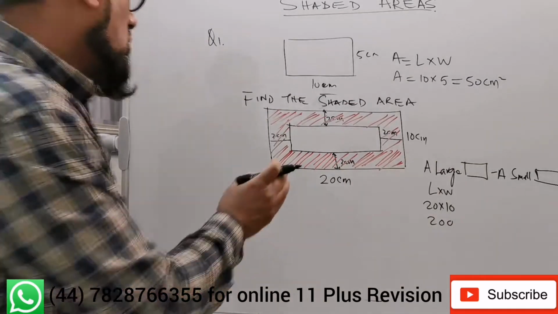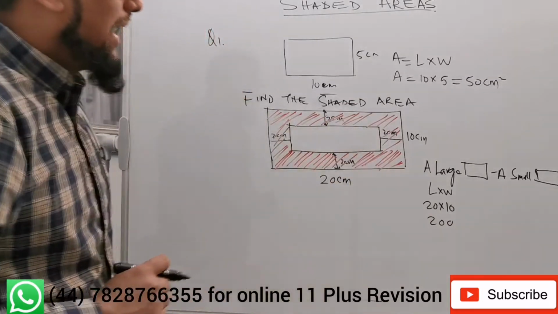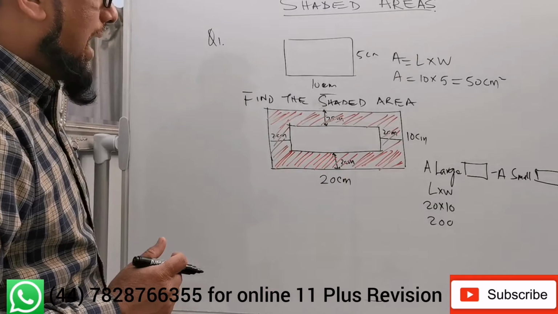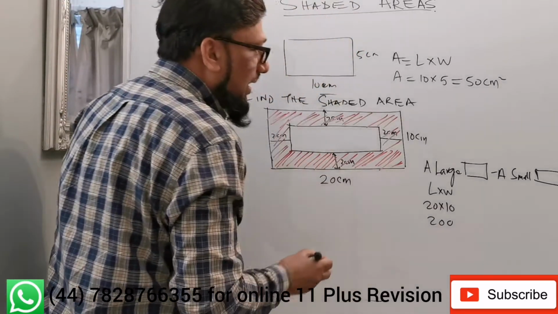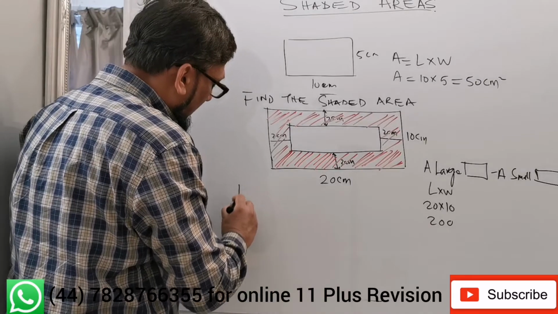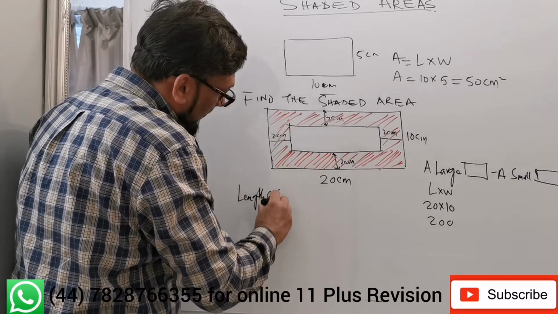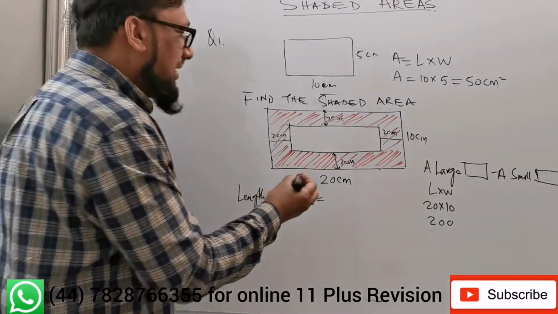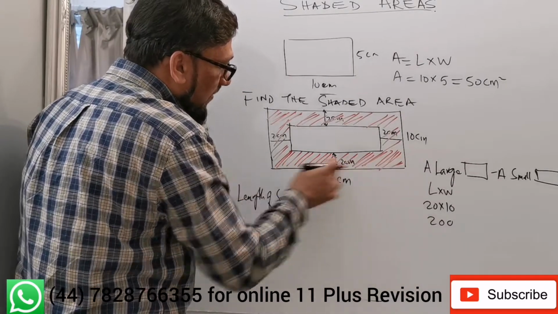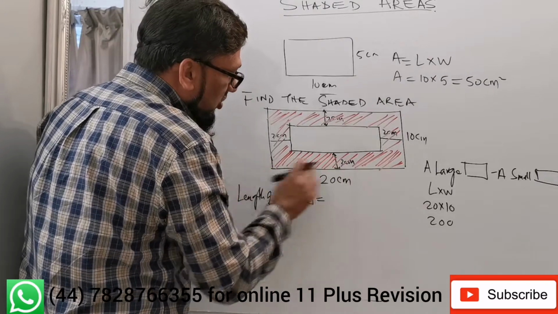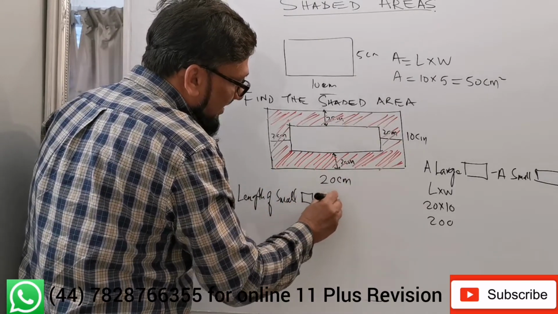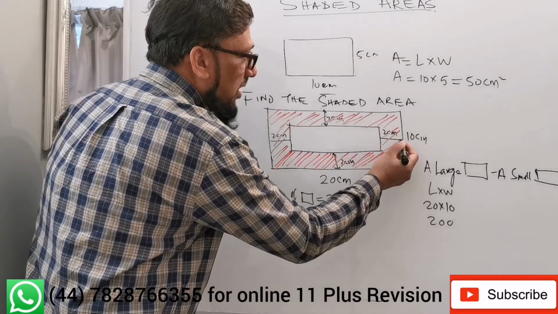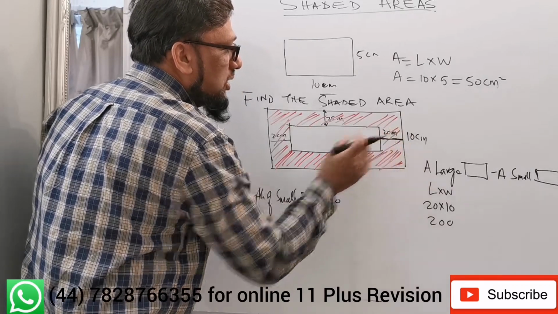But the problem with the small rectangle is we don't know the length and the width. So how can we find the length and width? As you can see, the length of the small rectangle, how can we work it out? The length is the total length of the large rectangle, which is 20. And look at that, the distance from here to here reduces by 2 centimeter.